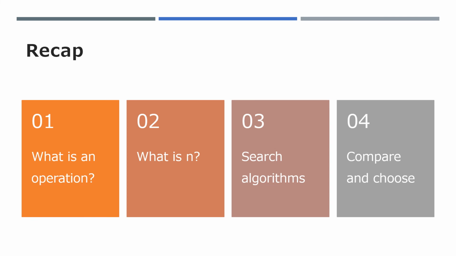So to recap, you should know what an operation is, and we normally simplify it to the number of repetitions. You should know that n is the number of items in a data set, and we express the number of operations as a function of n. You should know the two search algorithms and the number of operations that each one requires, and you should be able to use this information to enable you to compare the algorithms and choose the right one for a particular task.